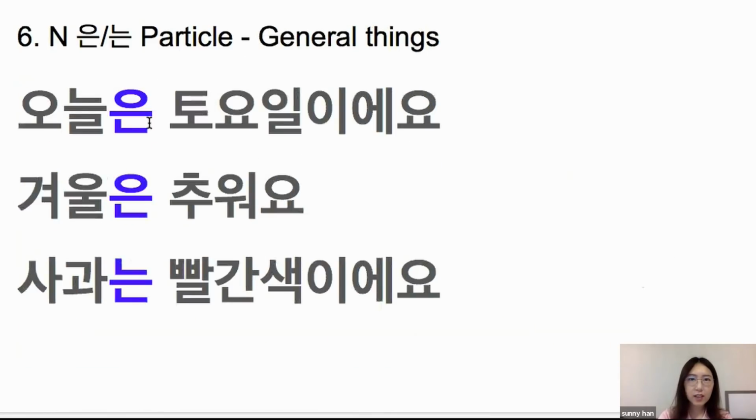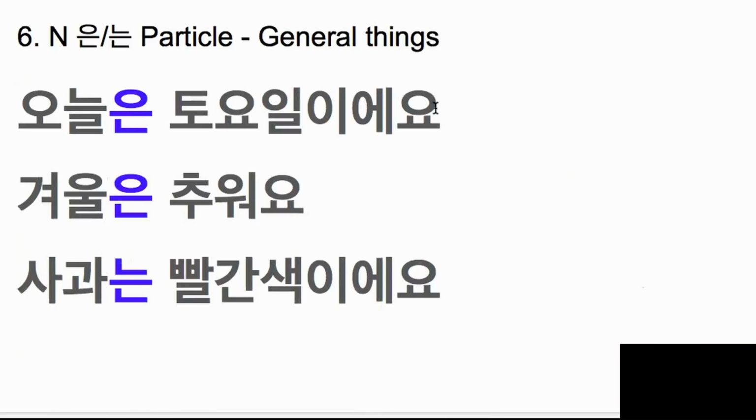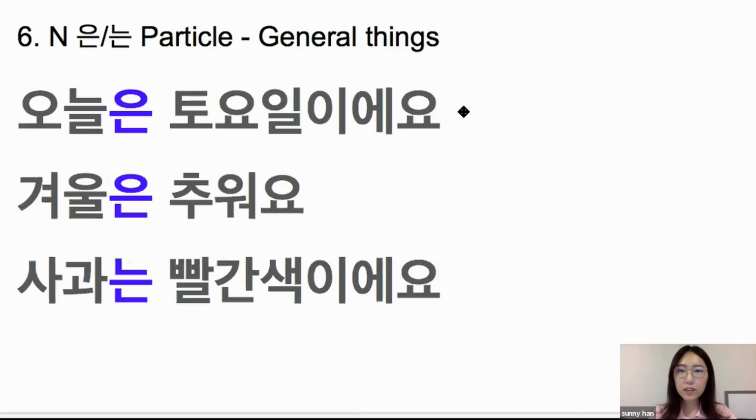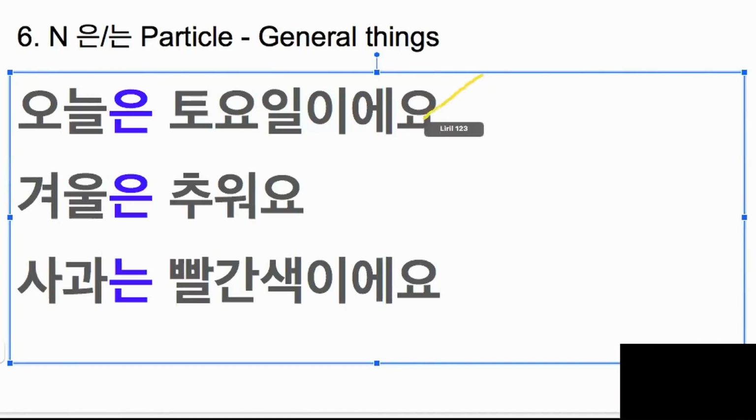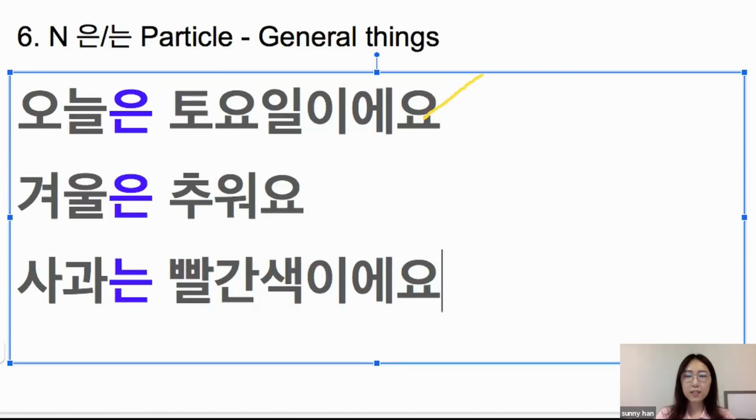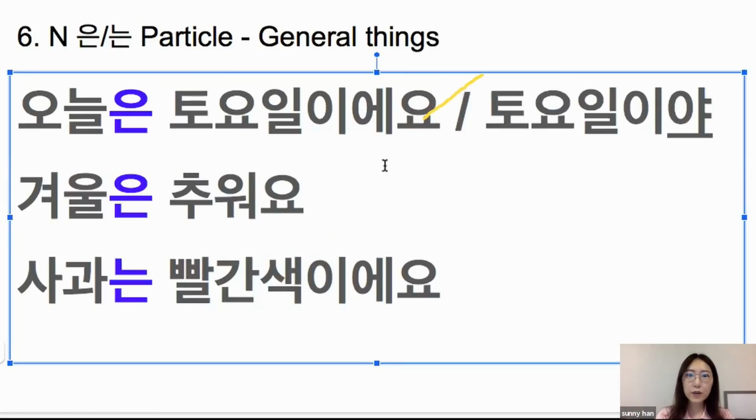General things. Today, Saturday. 오늘은 토요일이에요. 오늘은 토요일이에요. Okay. 그러면 informal way. 토요일이야. 토요일이야. This is informal way.